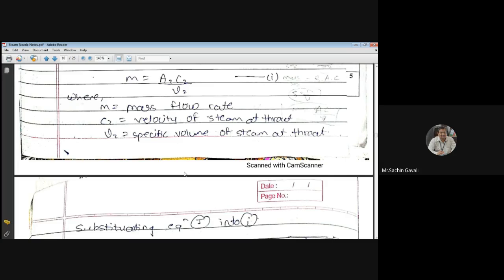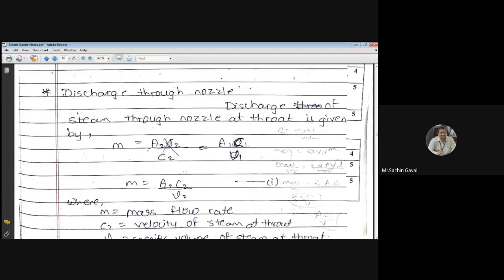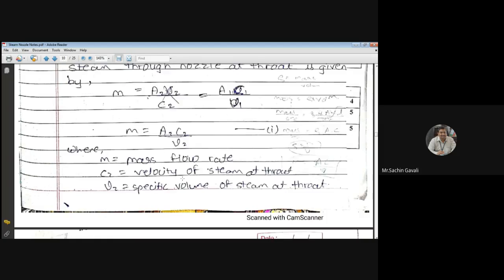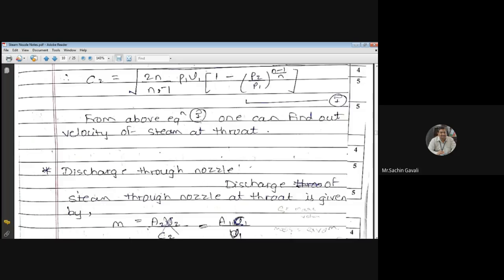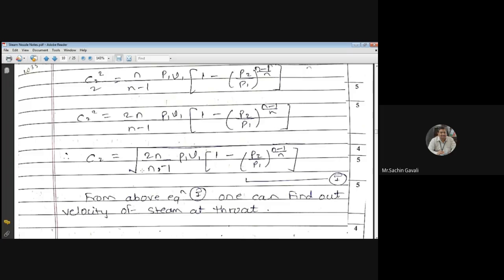Here m is equal to a2 c2 divided by small v2, and we are interested in mass flow rate, which is also called discharge through the nozzle. So m = a2 c2 / v2. As we know the value of c2, c2 is equal to the square root of 2n upon n minus 1 p1 v1 into bracket 1 minus p2 upon p1 raised to n minus 1 upon n.